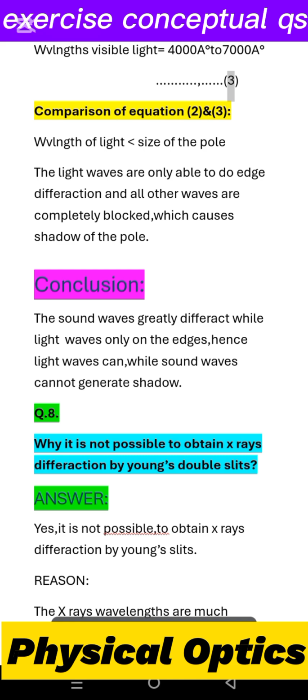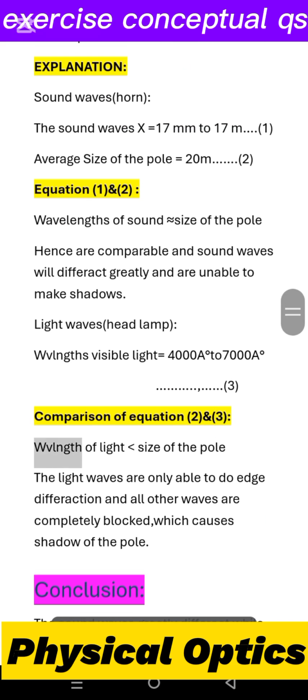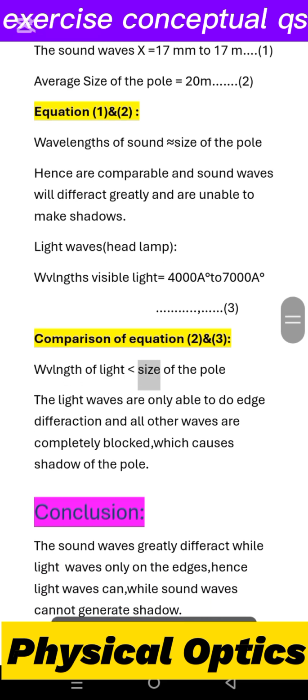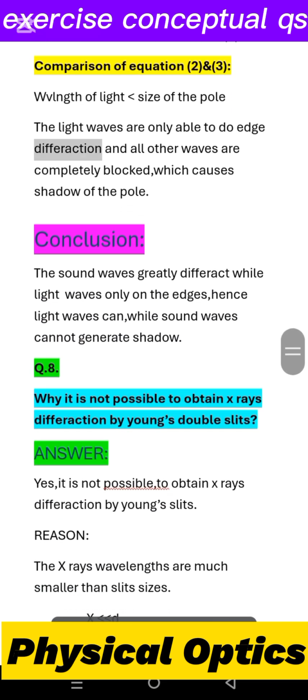Comparison of equation 2 and 3: wavelength of light versus size of the pole. The light waves are only able to do edge diffraction and all other waves are completely blocked, which causes the shadow of the pole. Conclusion: the sound waves greatly diffract while light waves diffract only on the edges, hence light waves can generate a shadow while sound waves cannot.